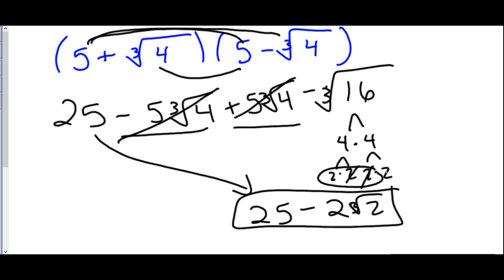Now it does talk about special cases on the lesson in GradPoint. I prefer to just do it the same way every time instead of having to remember all those different special cases. There are cases where you can recognize, hey, this stuff is going to cancel, and you can skip multiplying that out. I prefer just to do it the same way every time.